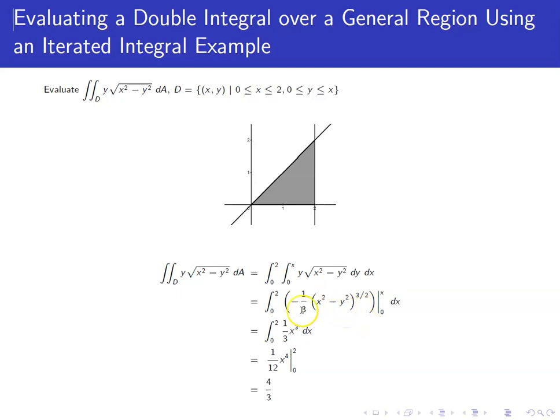Notice in this case, when you plug in x, you get 0. When you plug in 0, you'll get x cubed when you simplify this. And you have minus a minus that, so that's where the plus 1/3 x cubed comes from. The antiderivative for that is 1/12 x to the 4th. Plug in 0 and 2, and you should get 4/3 for your final answer.